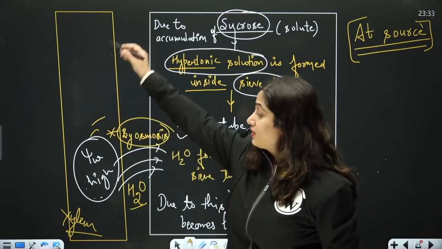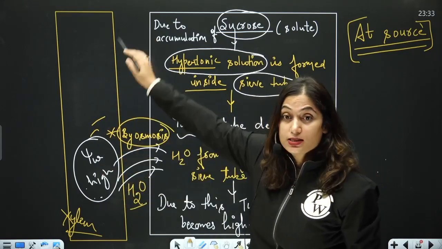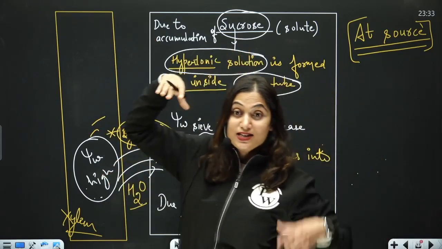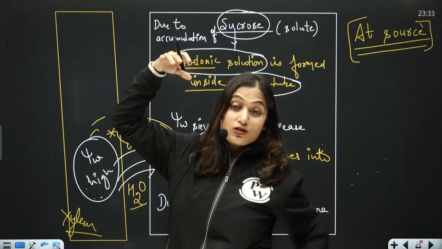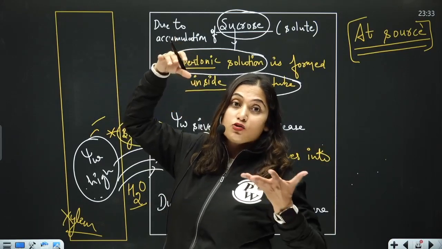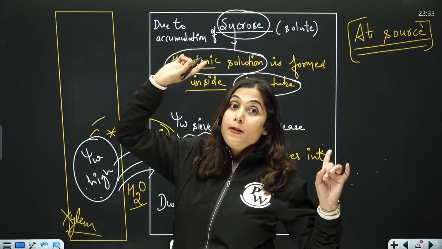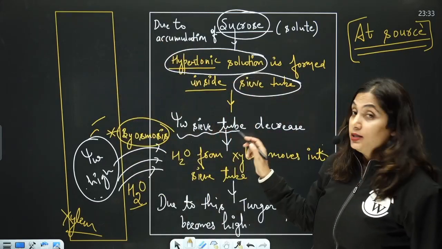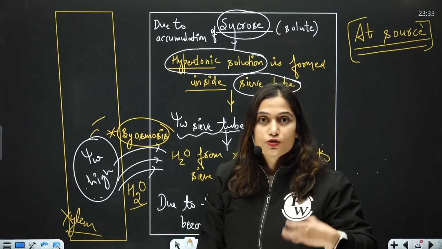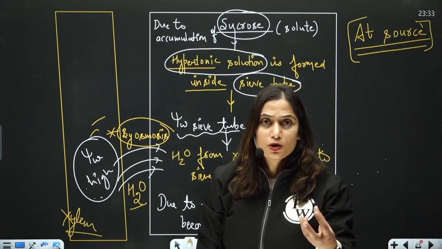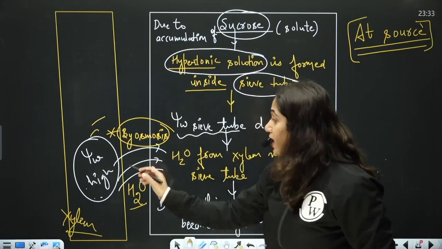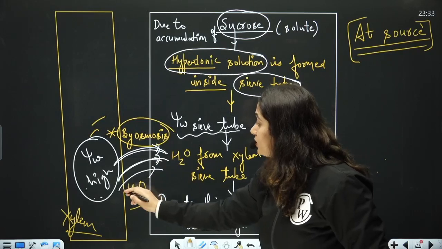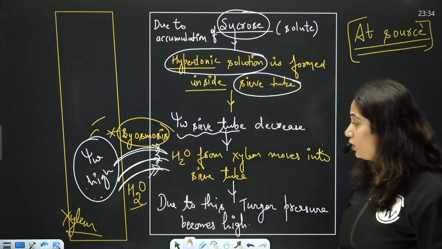So this xylem, this is the xylem, will give water to the sieve tube, because xylem has enough water, as it is coming to it from the root. But in the leaf, the sieve tube, because of accumulation of sugar in it, its water potential got decreased. So it has borrowed water from the xylem. The water from the xylem moves into the sieve tube.